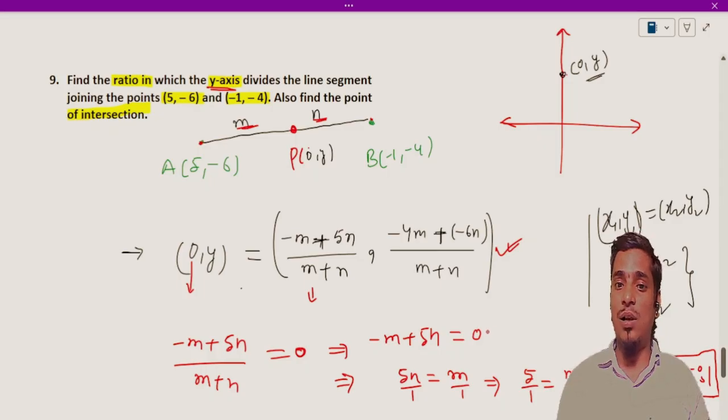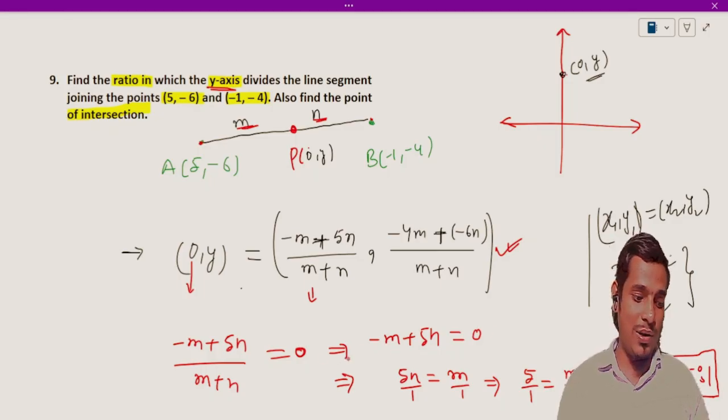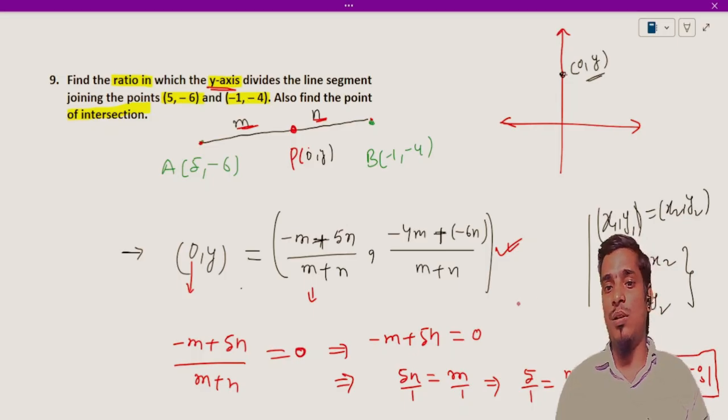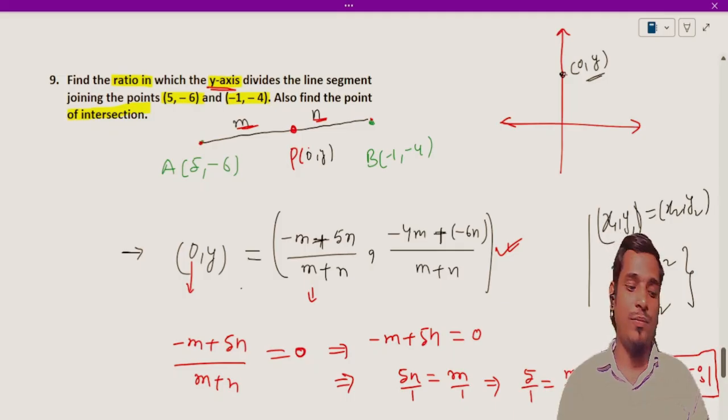So we are left with 0 on the right, and on the left we have -m + 5n, right? Now we just have to solve for m by n. So shifting m to the right goes to 5n equals m, right? And then we have to look for m by n. So n is in multiplication with 5, so shifting from left to right, it will go in the division. So we got m by n, which is equal to 5 by 1. So our answer is 5 ratio 1.